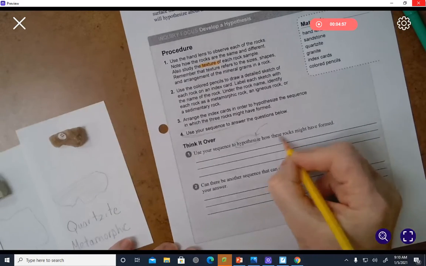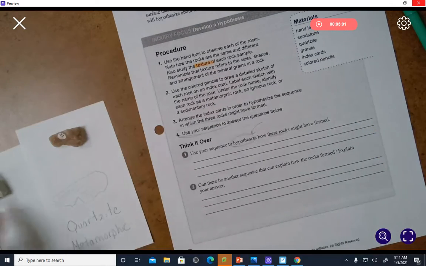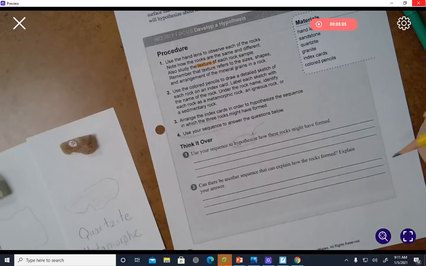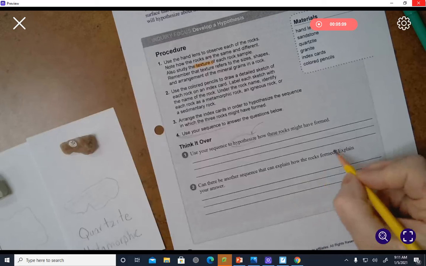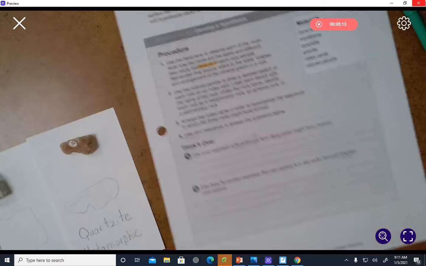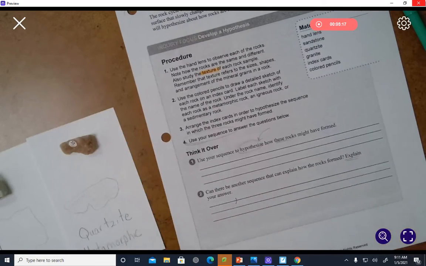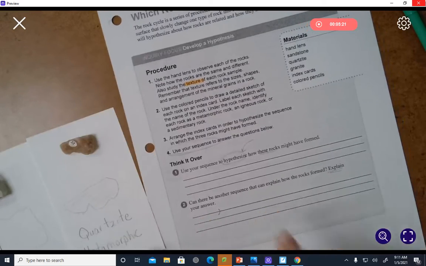Now it says these rocks, so I would expect to see 3 different types of rocks, each one of these, how they formed, and then can there be another sequence that explains? So you're going to say either yes or no and then explain your answer. So you'll have a yes or no here, and then you'll have an explanation of why you said that. So you can see why I might have 2 points here.